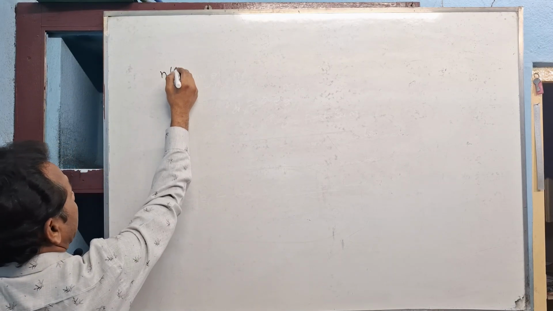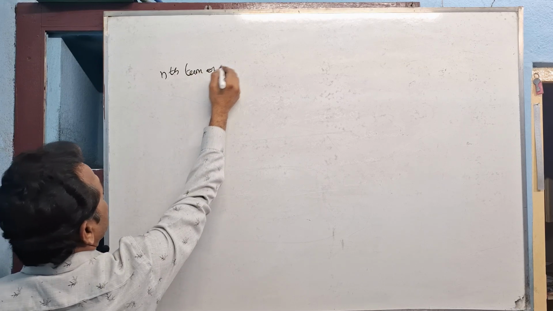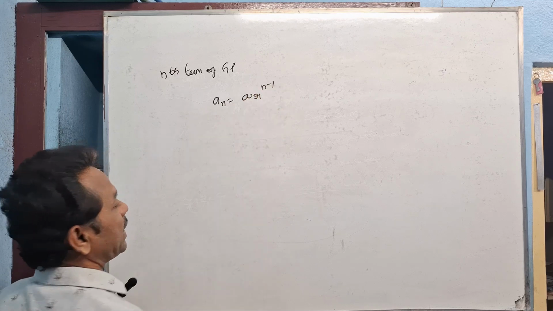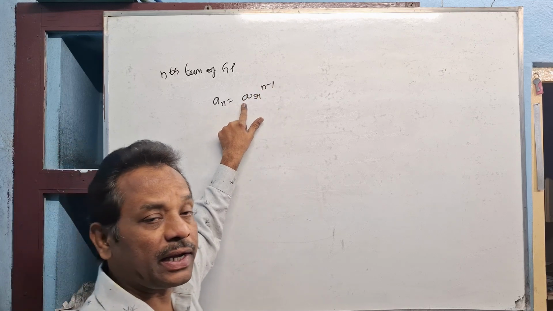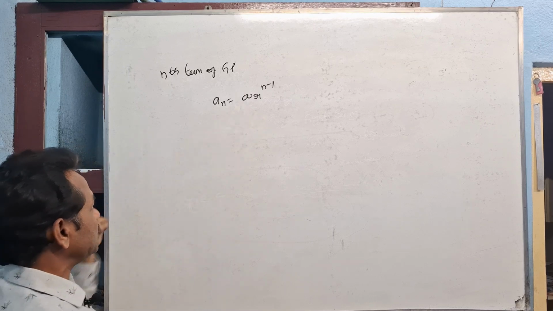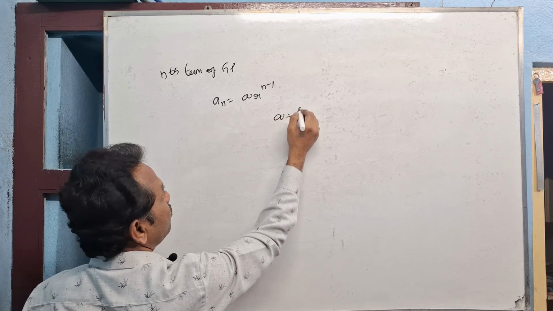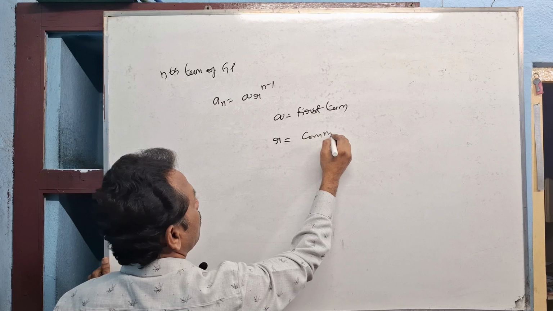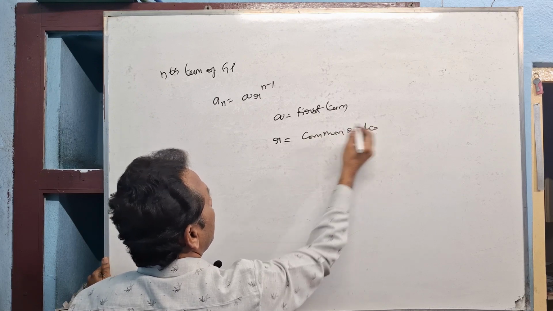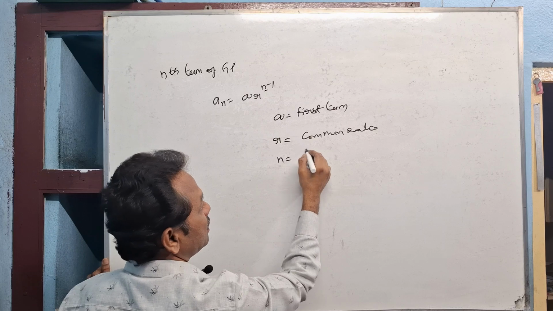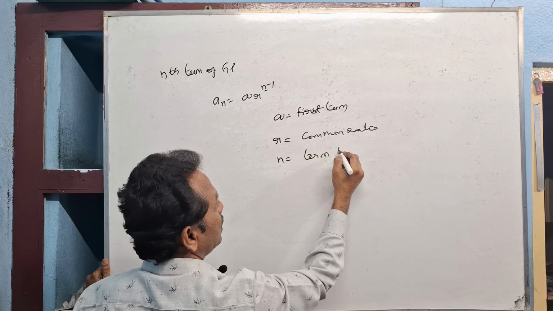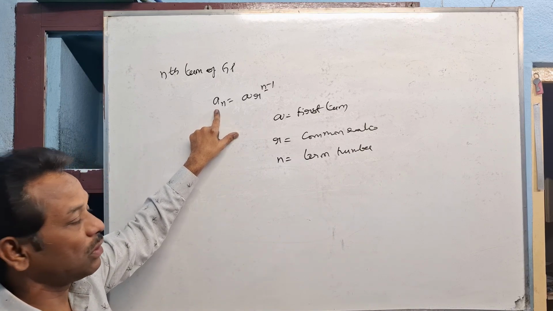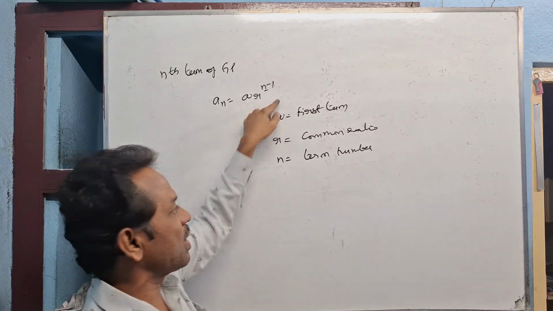Nth term of GP, An equal to, the formula is A R to the power of n minus 1. This is the formula used to find any particular term in the given GP. Where A is the first term, R is the common ratio, and n is the term number which you want to find. So the nth term An equals A into R to the power of n minus 1.